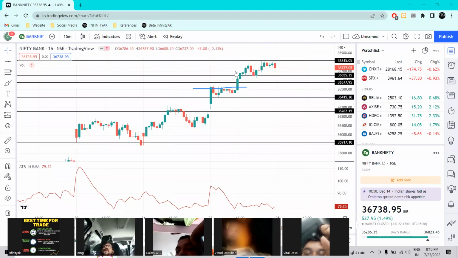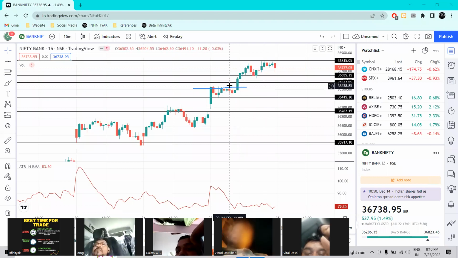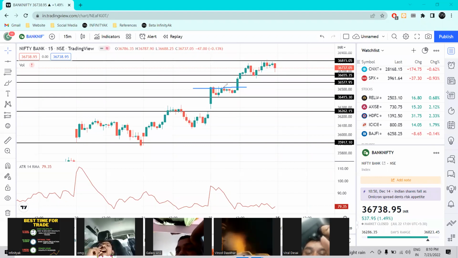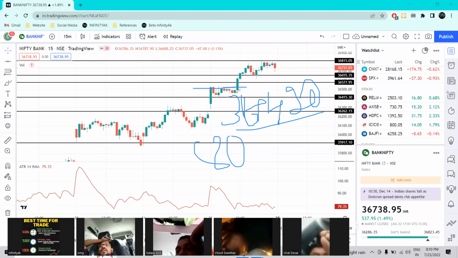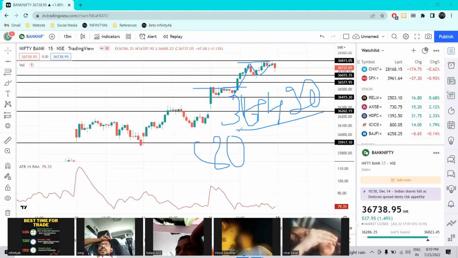So from here, 80 points, 36,500, so 36,420, we can keep the stop loss. I mean 80 points stop loss and 160 points target. Easily it was achieved in yesterday's session.